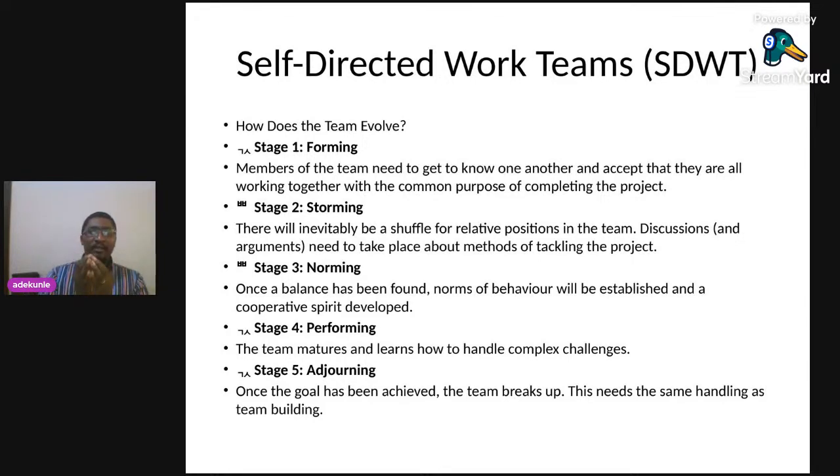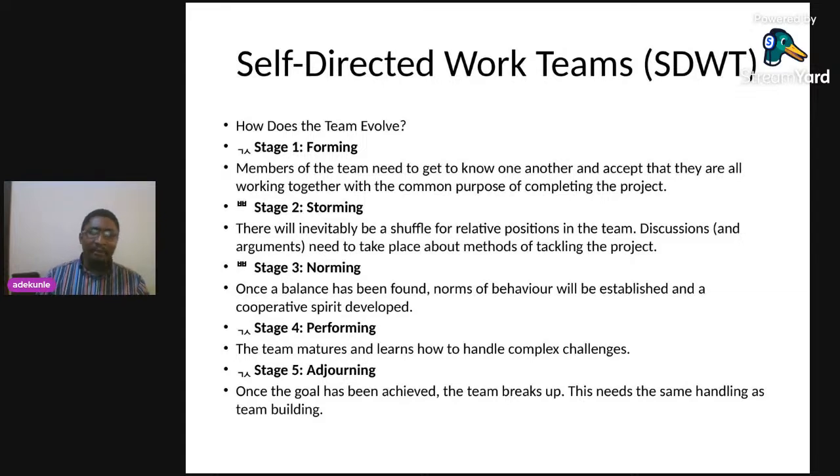Then the team will evolve to stage three. After they have come from forming and storming, by arguing and discussing, they will now evolve to what we call norming. Norming is a stage where they have gotten an understanding of themselves, a balance has been found, and norms and behavior are established.